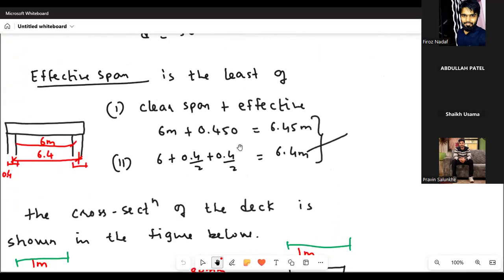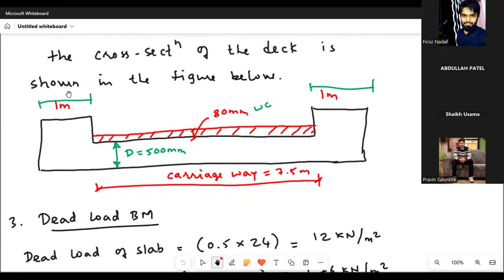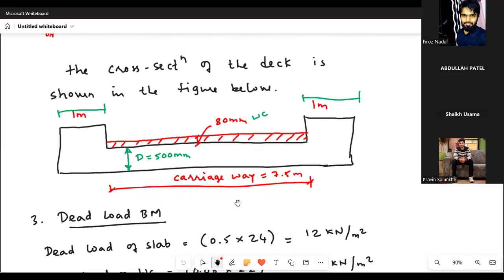Then you need to find the effective span. We have gotten 6.45 and 6.4, and the least we need to take. This is the cross section view of the bridge. The overall depth of the slab is 500 mm. Then you have a 1 meter footpath on either side, and you have the wearing coat, that is 80 mm.